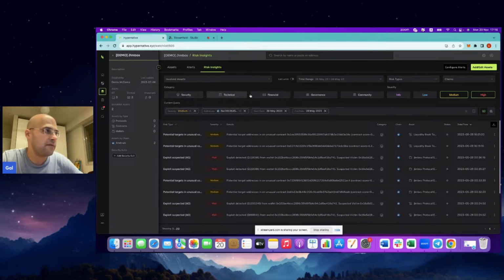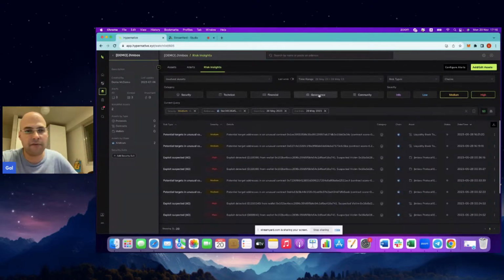We also have different types of categories that I'll not focus too much on, but we have technical risks in the system, so you can track contract upgrades, multi-sig ownership changes, staking risks, node infrastructure risk, and financial risks around market manipulation, large money movements, price divergence, liquidations, and others.